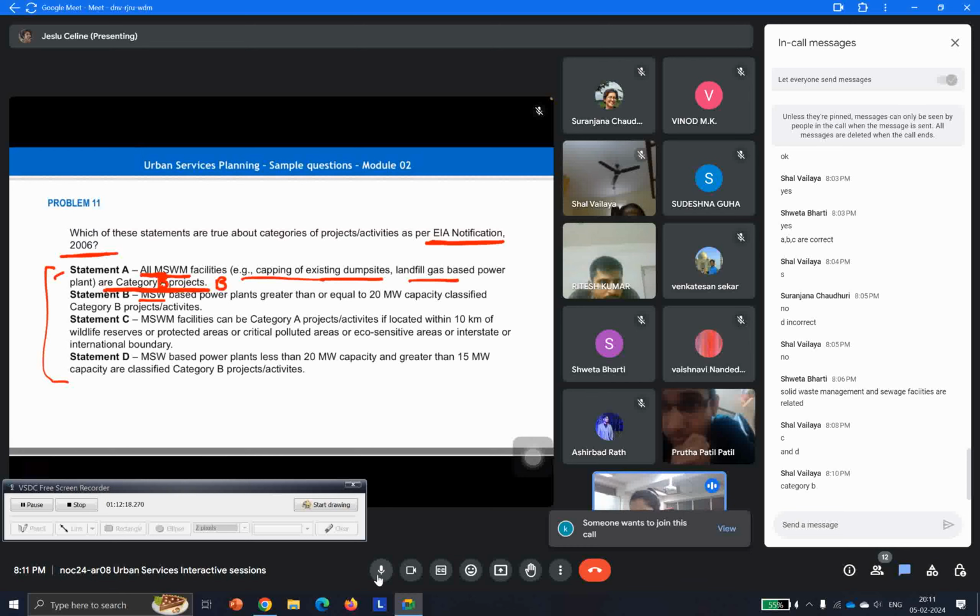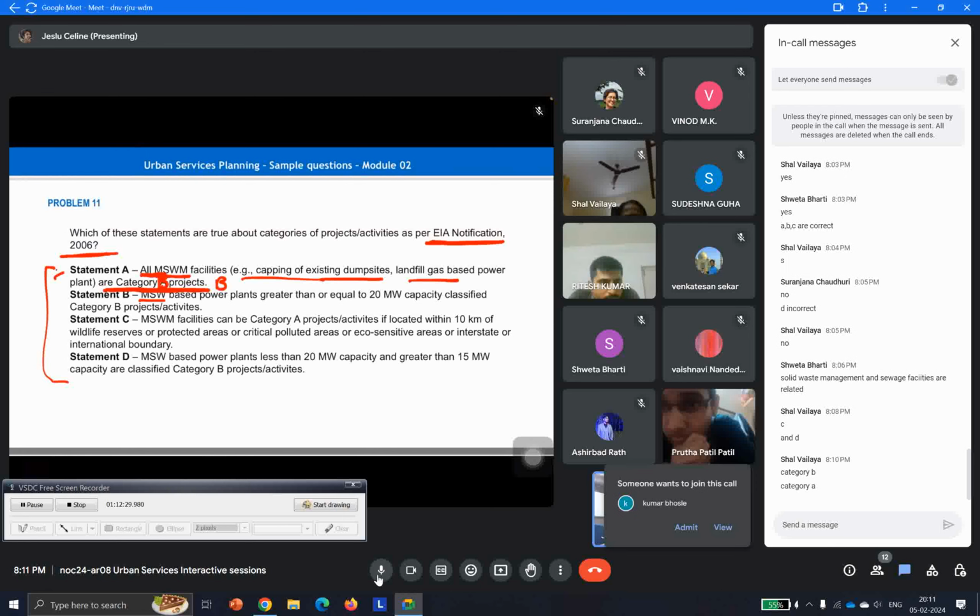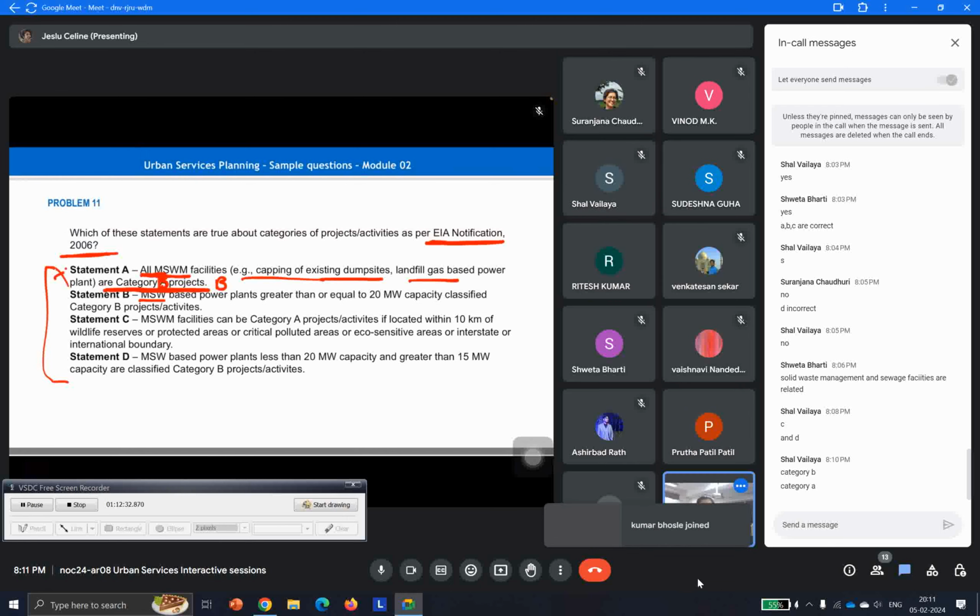Now statement B says MSW based power plants greater than or equal to 20 megawatt capacity are classified as category B projects. So Pruta says that's a correct answer. Is there anybody who says that's not a correct answer? Okay, yes. So Shal says category A, which means are you saying that it's a wrong statement? Okay, so this is actually a wrong statement. MSW based power plants greater than or equal to 20 come under category A. It's not B, it's category A. I think that's what Shal also meant. So this is a wrong statement.